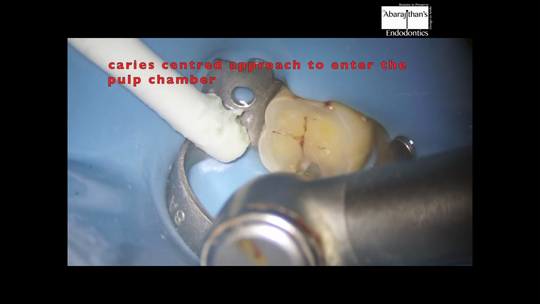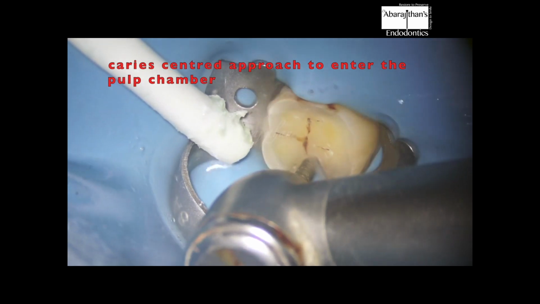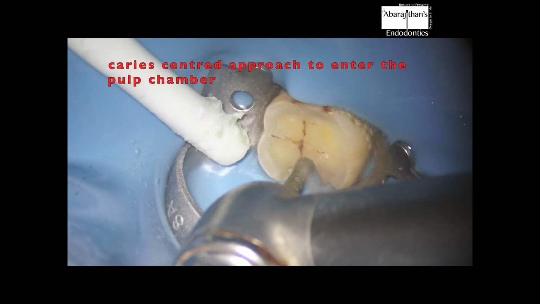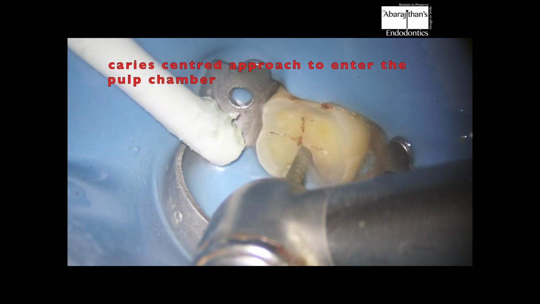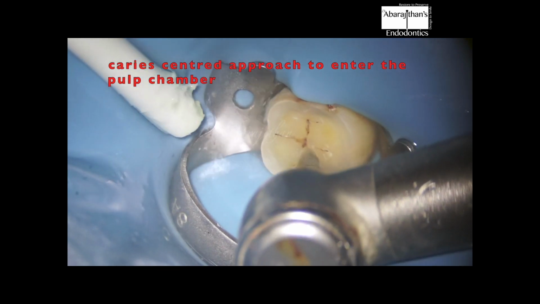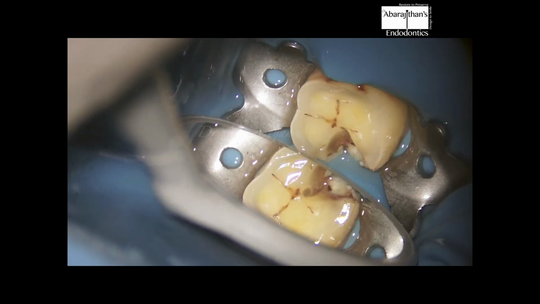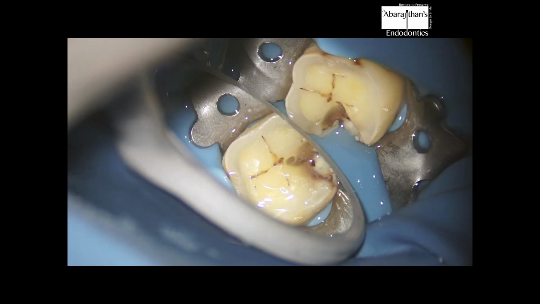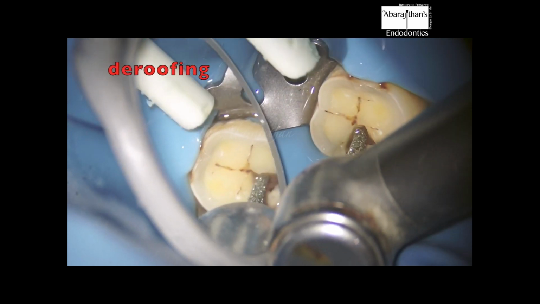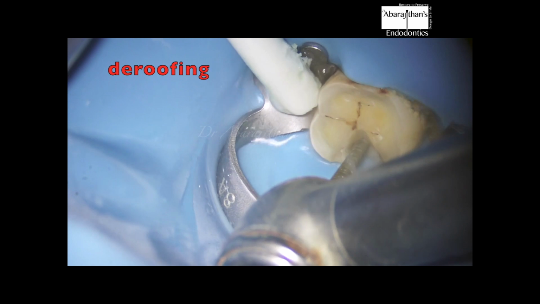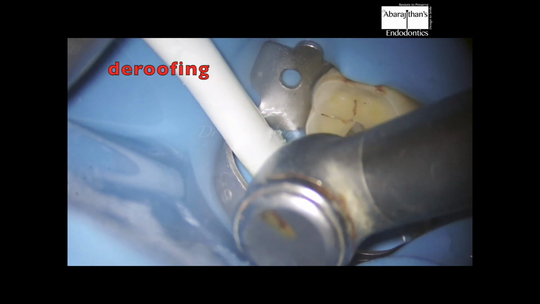And then we start approaching the axis from the defect. So this is called the caries centered axis concept or the defect centered axis concept. We initiate the axis from where the tooth has been affected. So we start with removal of the distal-proximal caries, and this will help us reach the pulp chamber in an easy way. And after that we start with the deroofing procedure.